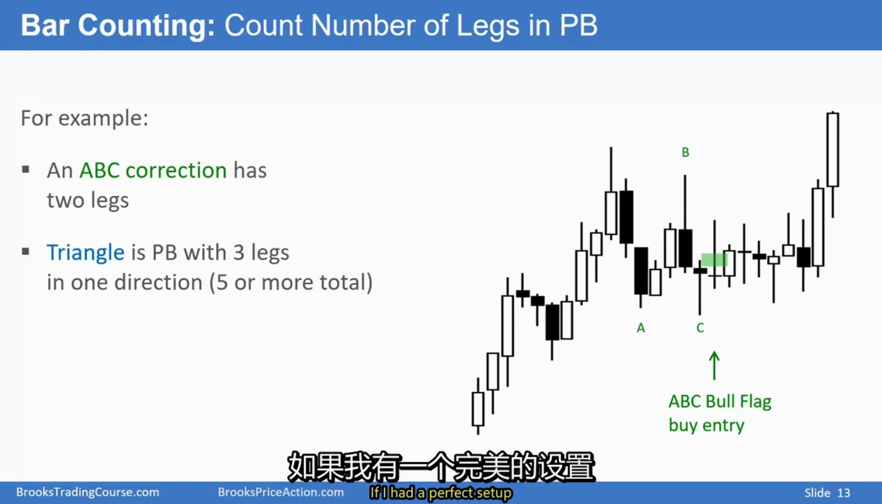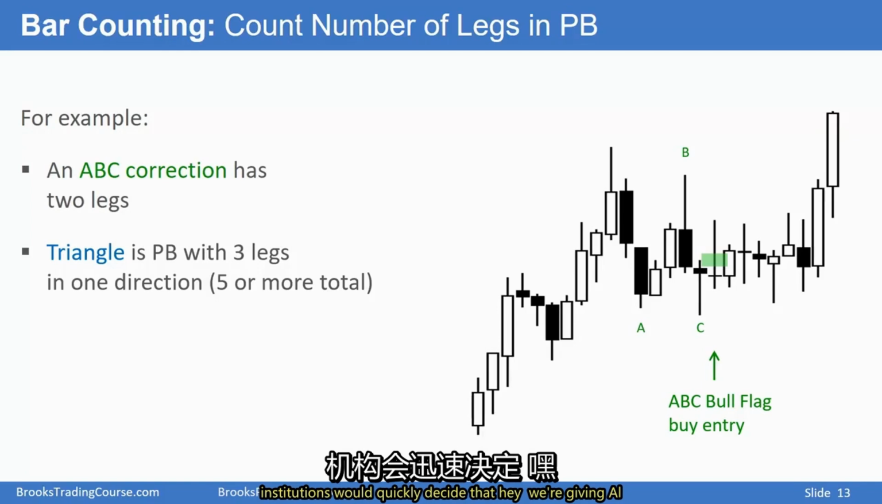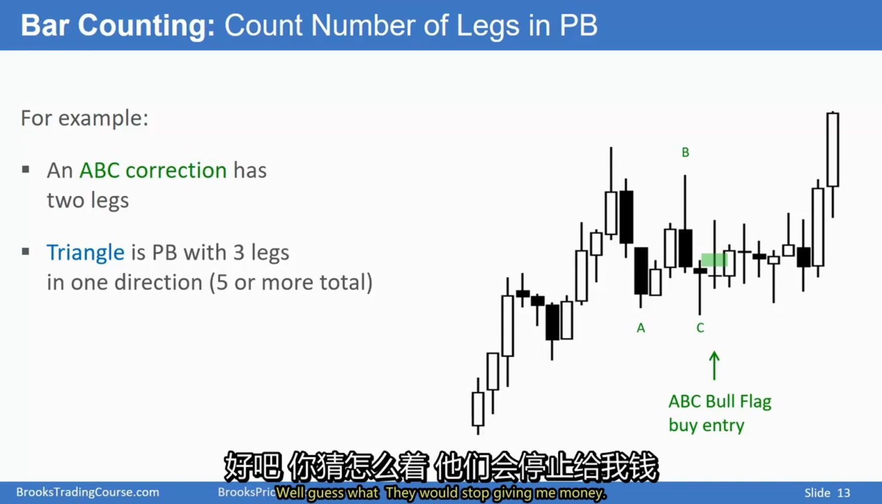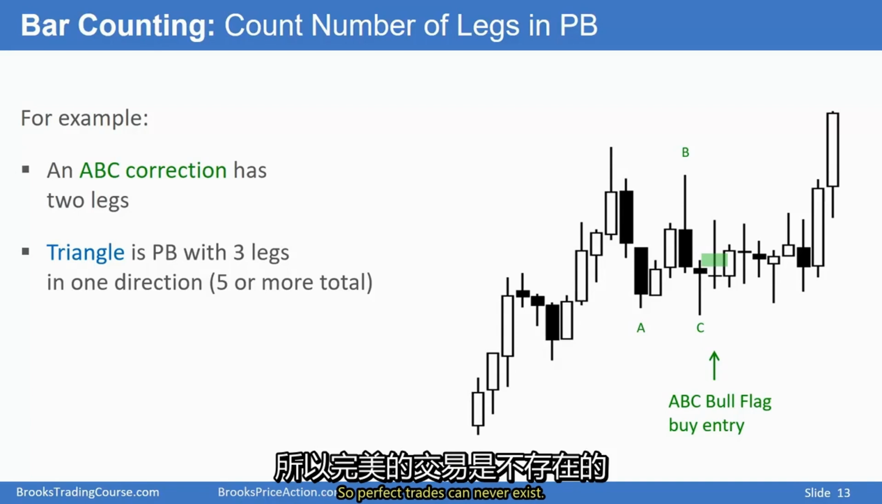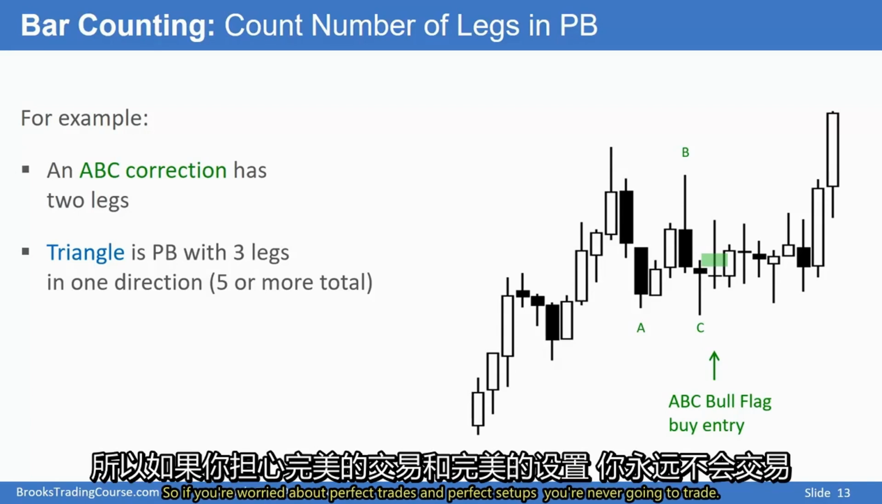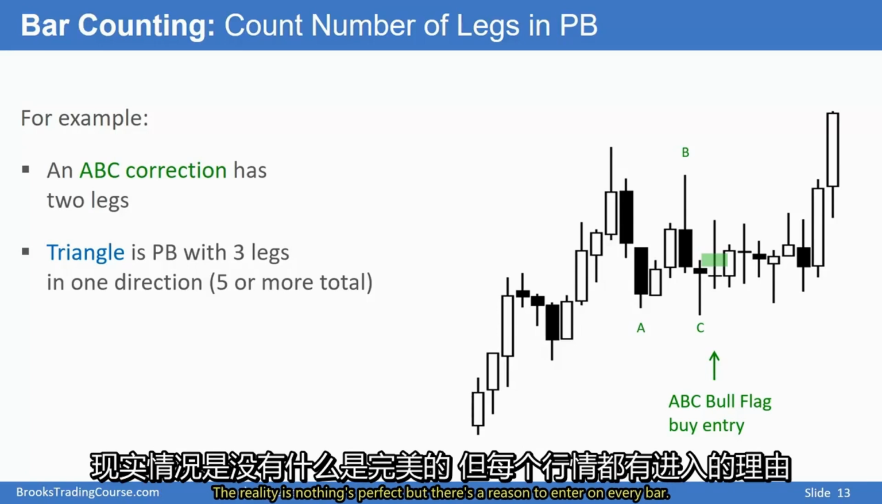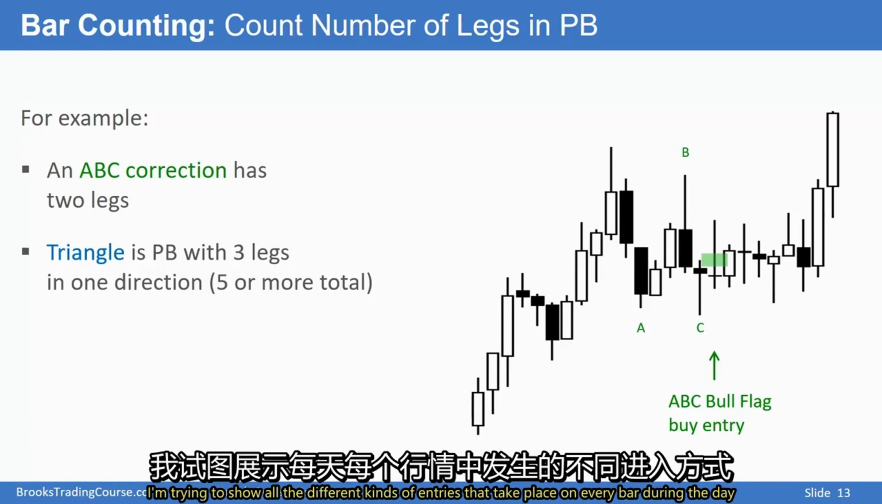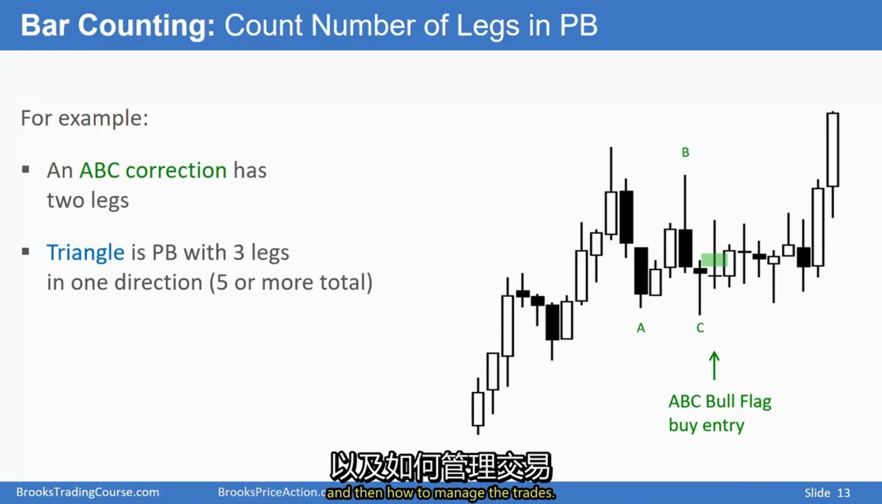If I had a perfect setup, institutions would quickly decide that, hey, we're giving Al money every time this pattern happens. Well, guess what? They would stop giving me money. So perfect trades can never exist. So if you're worried about perfect trades and perfect setups, you're never going to trade. The reality is nothing's perfect, but there's a reason to enter on every bar. But you just have to know what to look for, and that's what this entire course is about. I'm trying to show all the different kinds of entries that take place on every bar during the day, and then how to manage the trades.